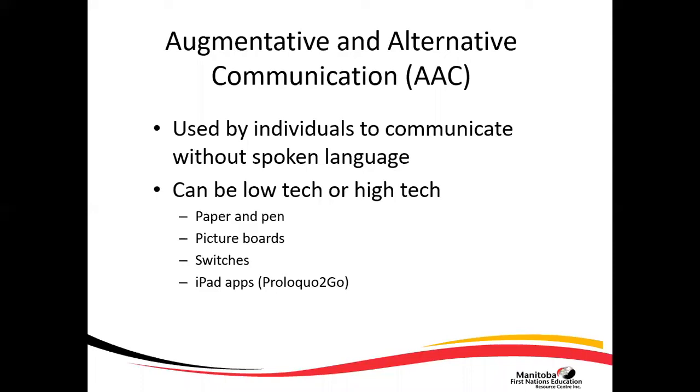So now I wanted to move on from those strategies just to briefly discuss augmentative and alternative communication, or AAC. And AAC is used by individuals to communicate without spoken language. And often we see students with autism spectrum disorder utilizing AAC. So AAC can be low tech or high tech. So low tech devices include paper and pen, picture boards. We also have switches, and high tech devices are more like Proloquo2Go, which is an app on the iPad.